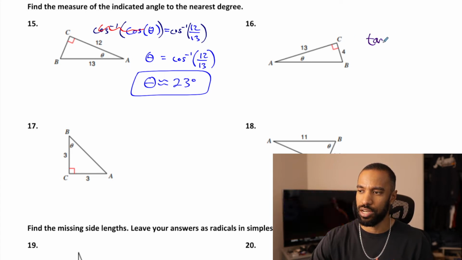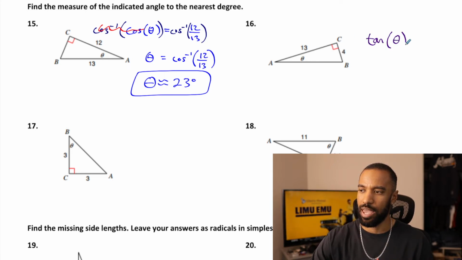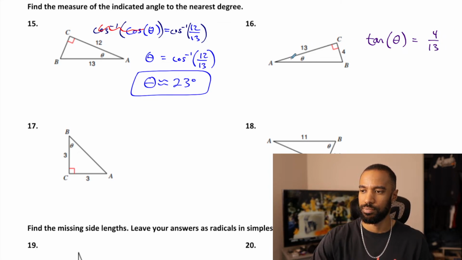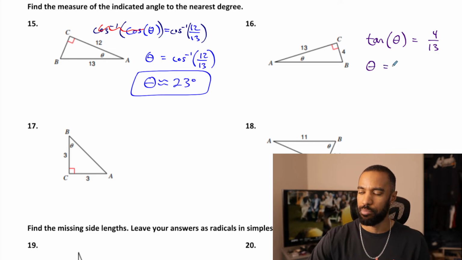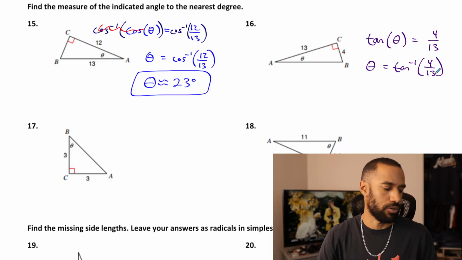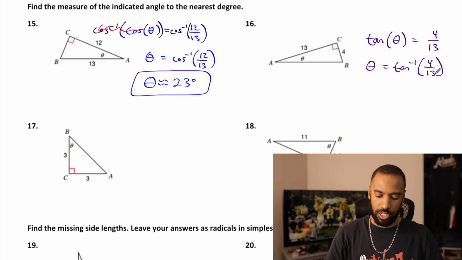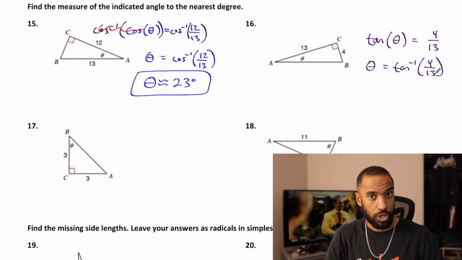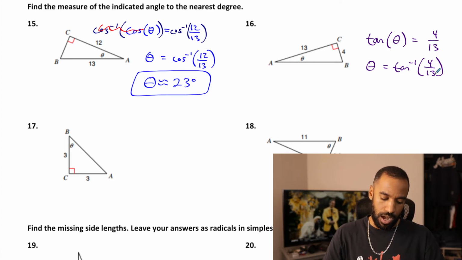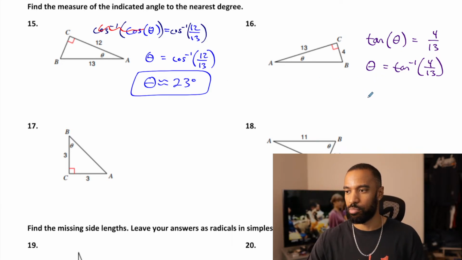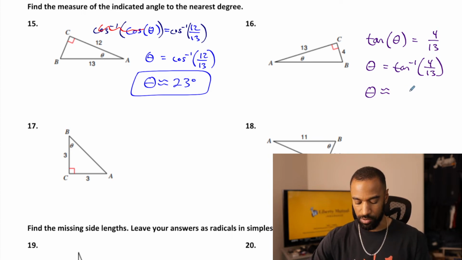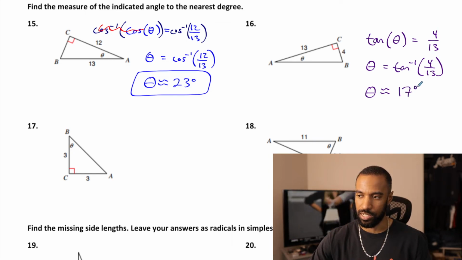Number 16, I should use opposite, adjacent. I should use tangent here. The tangent of some angle. Remember, we take the tangent of the angle. The ratio is the result, 4/13. I will take the inverse tangent of both sides and get theta as the inverse tangent of 4/13. And I'll use my calculator to get it. I expect a value less than 45 degrees for sure, probably maybe even less than 30, I have no idea. It's 17.1 degrees. So it's about 17 degrees there.